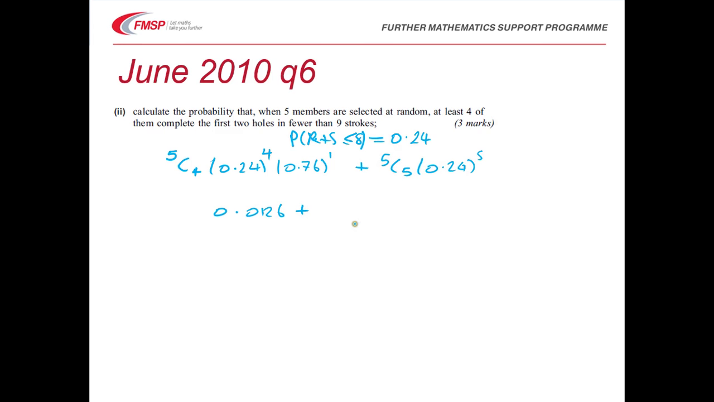So 0.0126 plus lots of noughts, 0.000796. And again, be very, very careful when copying down from your calculator about getting the correct number of zeros when you do these. Okay, so 3 marks. You get 2 method marks for calculating here. The first one is for the first term correct. The second one is for adding and the second term correct, in terms of the formula anyway. And then an accuracy mark for it correct at the end.